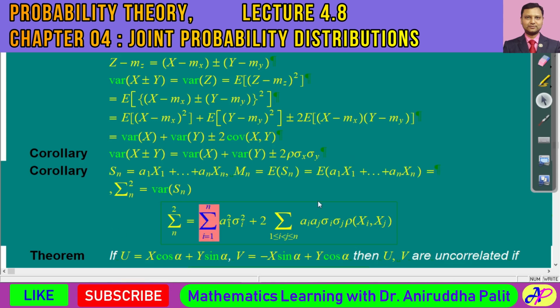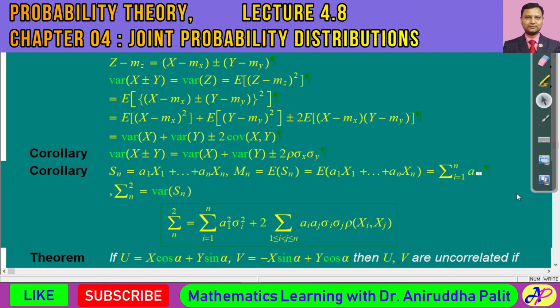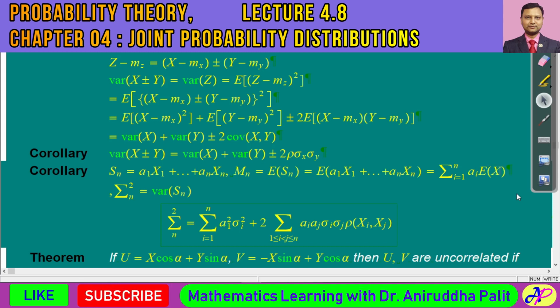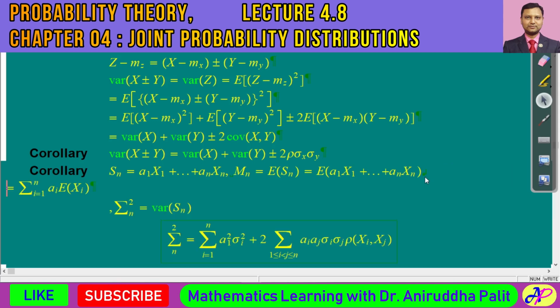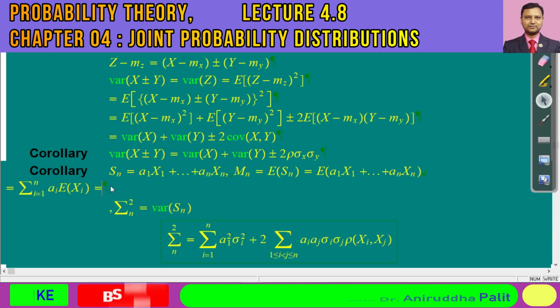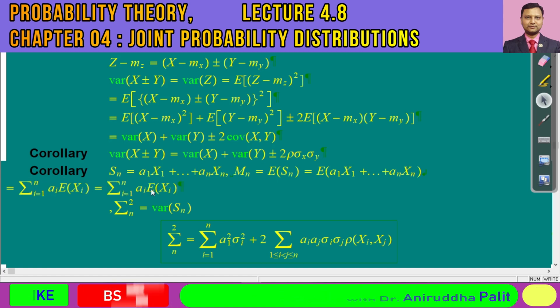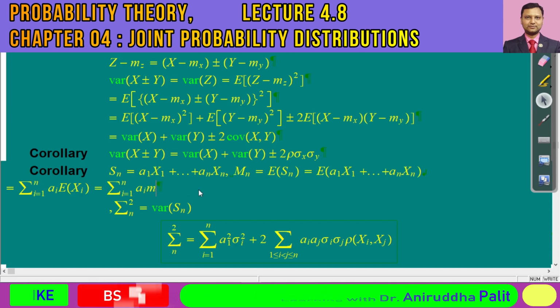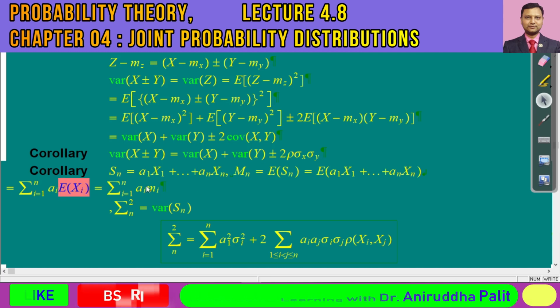This can be further written as the summation where i is equal to 1 to n of ai into the expectation of xi. And in place of the expectation of xi, we can write mi, which represents the expectation of xi, or the mean of the random variable xi.